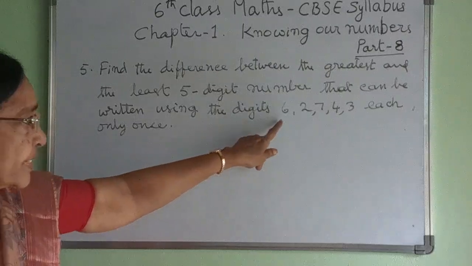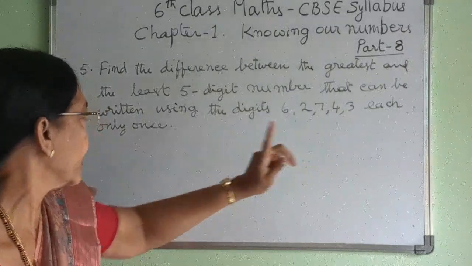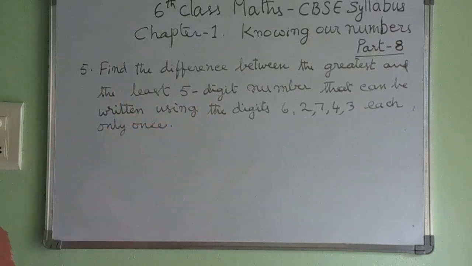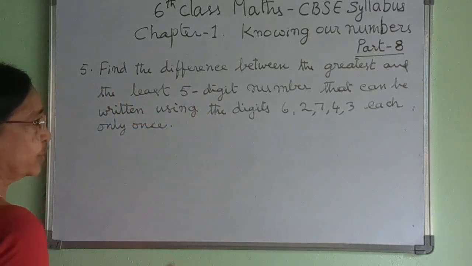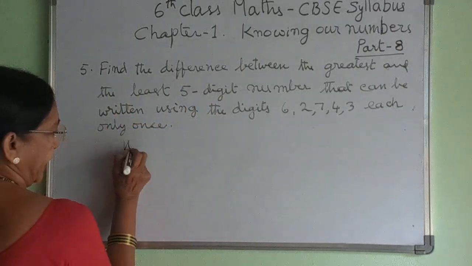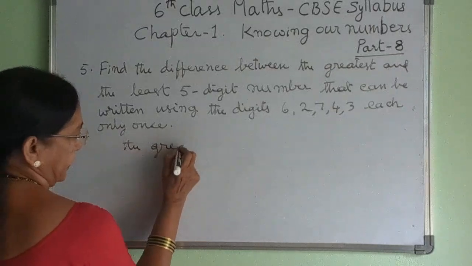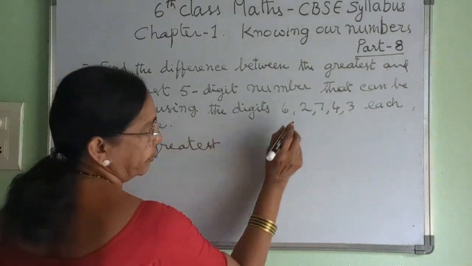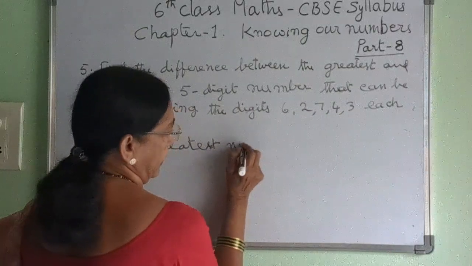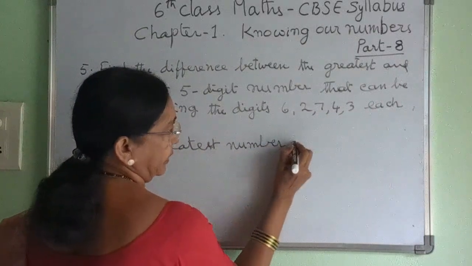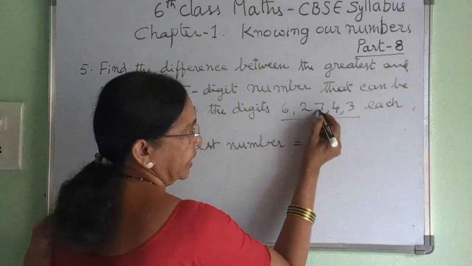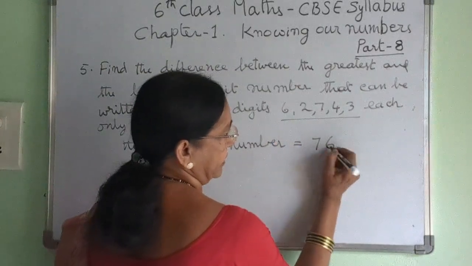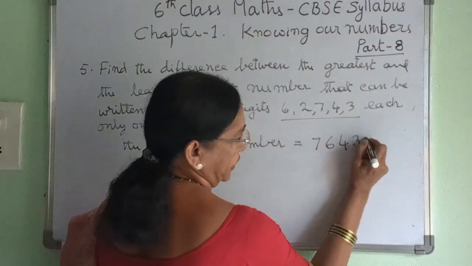Next, fifth: find the difference between the greatest and the least 5-digit numbers that can be written using the digits 6, 2, 7, 4 and 3, each only once. So first we will write the greatest 5-digit number using these digits. The greatest digit here is 7, next 6, 4, 3, 2.